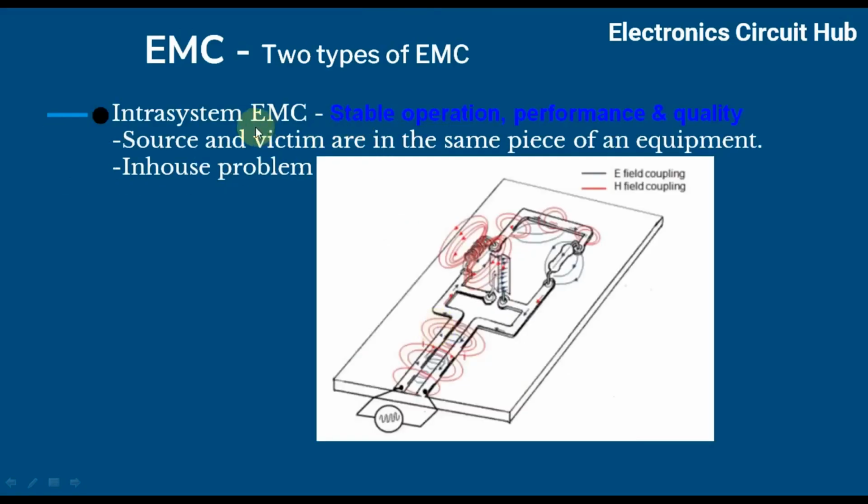What is intra? The second one is intra-system EMC. In intra-system EMC, you have to get stable operation, performance, and quality. So your source and victim are in the same piece of equipment. Okay, so they are in-house, and due to E field coupling and H field coupling, they can interfere with other circuitry.